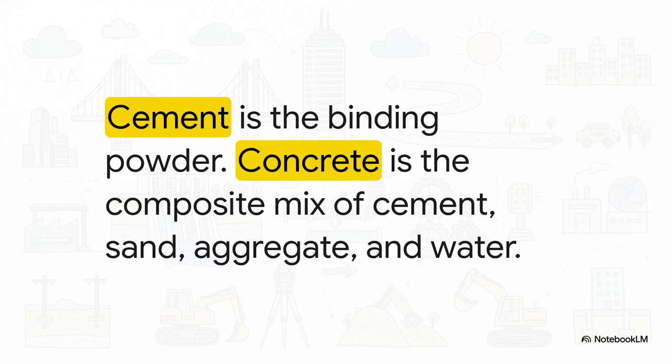To use a simple baking analogy, cement is merely the flour. It's just the fine, powdery binding agent. Concrete is the final, finished, baked cake. It's the composite mix of that cement, plus those fine and coarse aggregates we just talked about, and water.